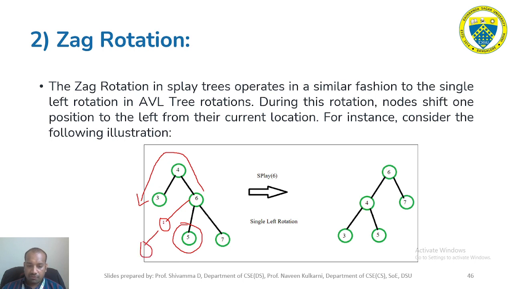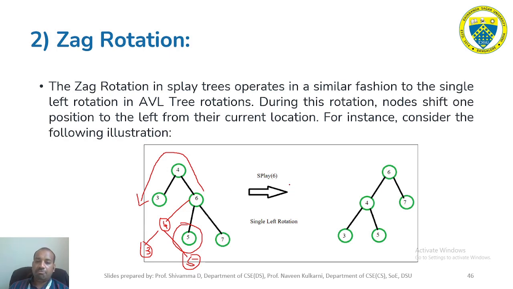So you see these nodes will be at the left. What are the nodes? 4 and 3 will become the left nodes, and 7 will become the right node. So where will this fifth node go? Fifth node is the right child of 6. So what we need to do is the left child of 6 will go to the right child of 4. Okay, this is what we call a zag rotation. So this is the splaying of 6.